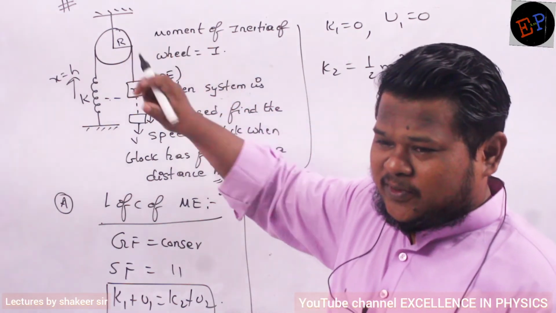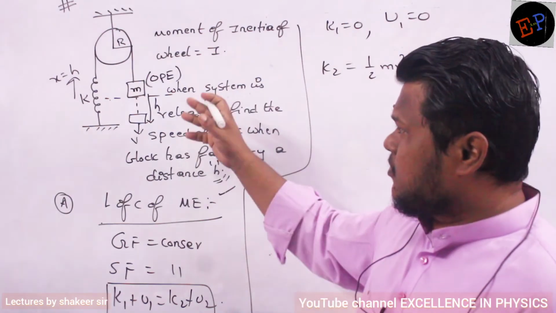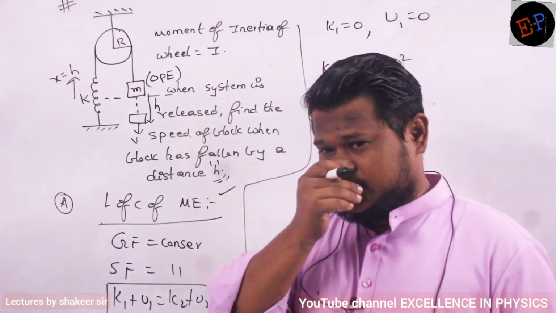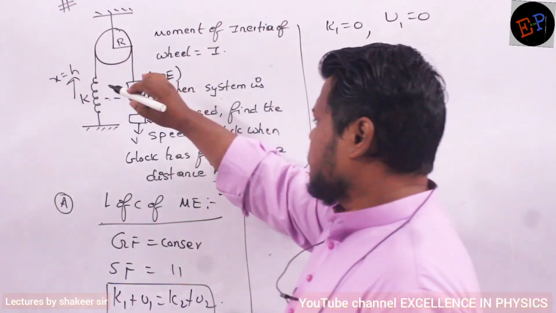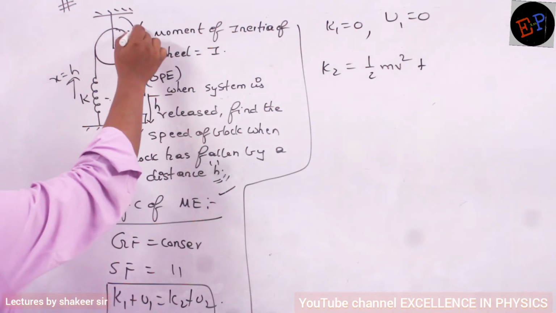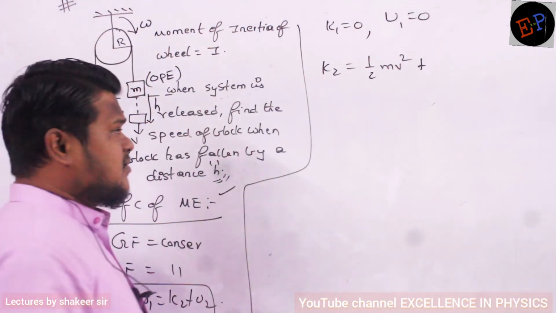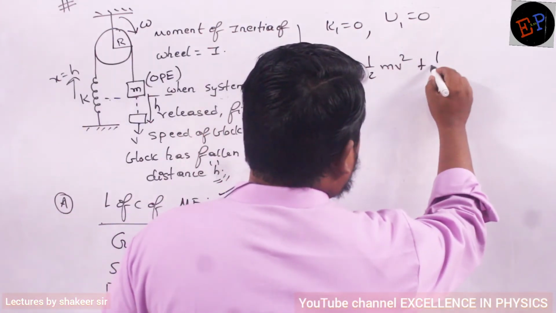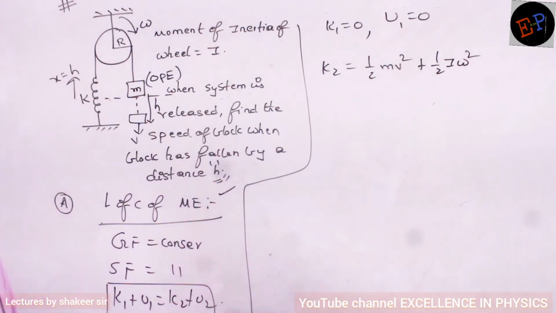This pulley also will be rotating, no? If it is rotating, it will have what kind of energy? Rotational energy. So what is the formula for rotational energy? By the time it reaches a height of h, let us consider it has an angular velocity of omega. Are you able to understand? So therefore I will write half I omega square. So this is the final kinetic energy.